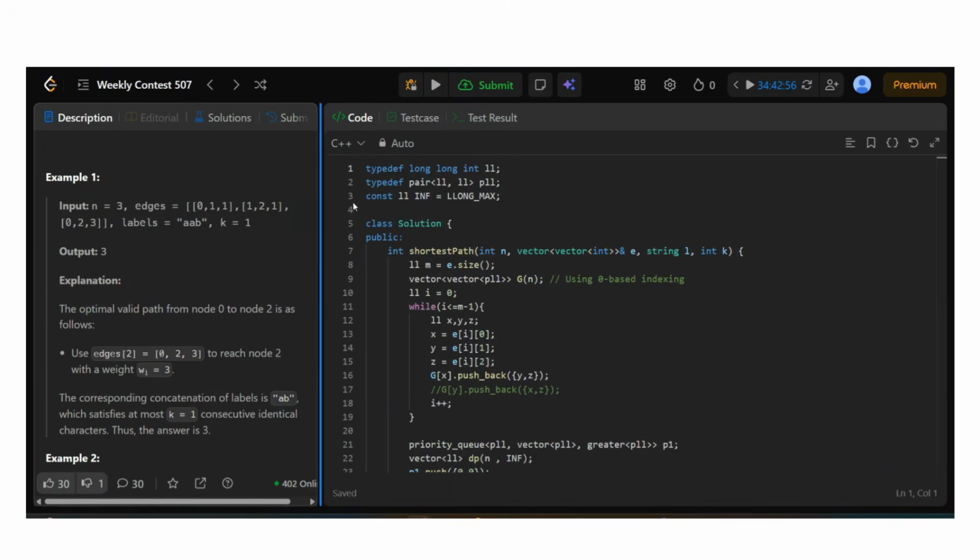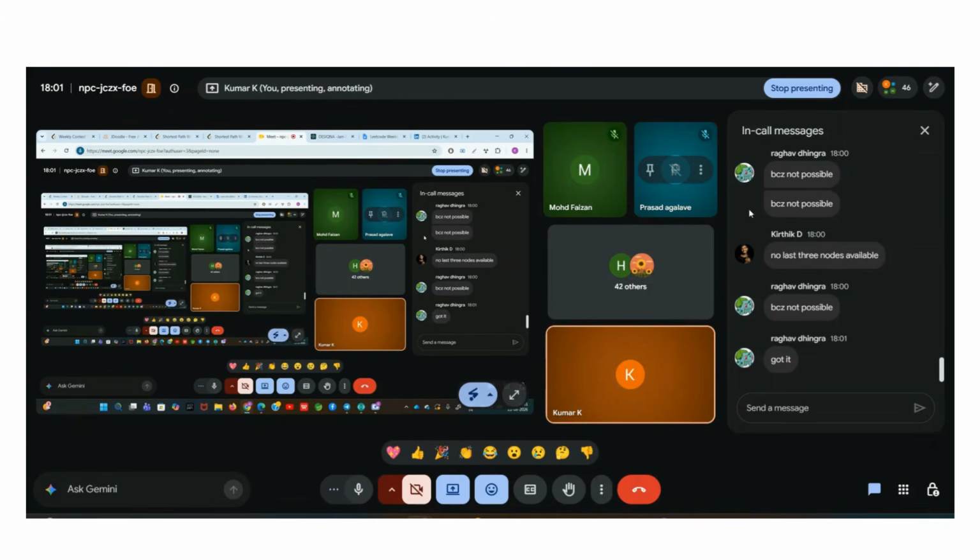Entice the shortest path and dynamic programming on graphs. Clear? Guys, react with emojis if all this is clear to you. Okay.